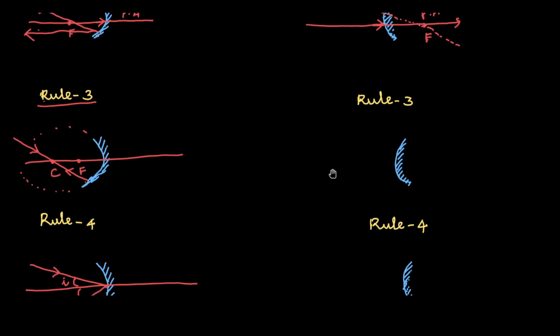The third rule: this is the principal axis, with F and C. If the light ray passes through the C, it will be reflected back in the same line. It will be reflected back in the same line.